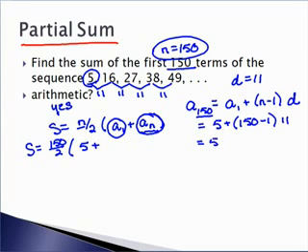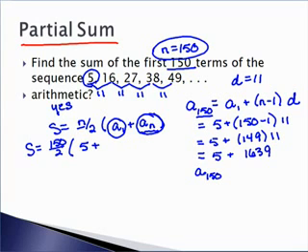So 5 plus, 150 minus 1 is 149. I want to take that times 11. If you multiply that out, I came up with 1,639. So that means the value of the 150th term is 1,644. That's not my sum, that's just the last term in this sequence. So I'm going to use that in my sum formula.